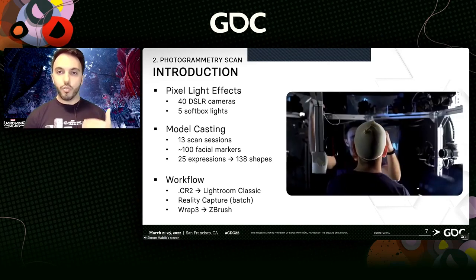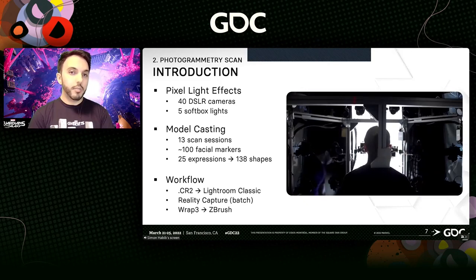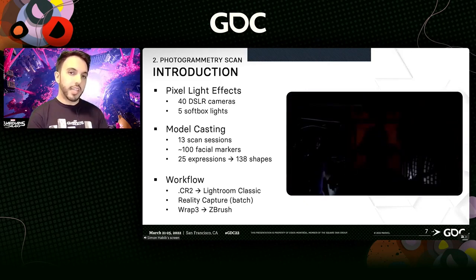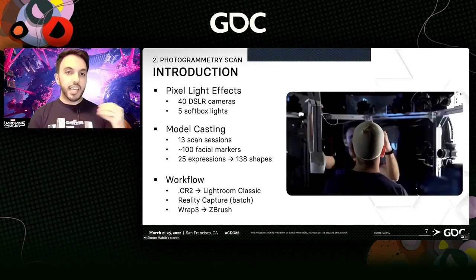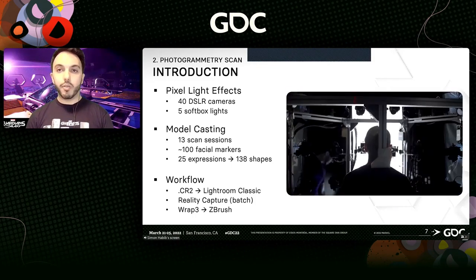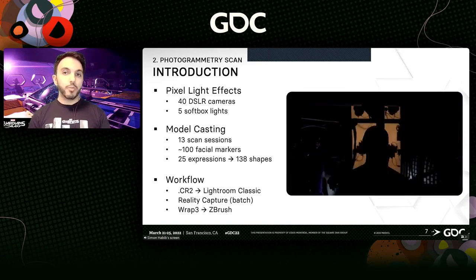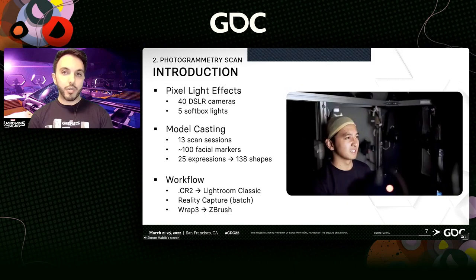Let's quickly go over the workflow. These cameras would give us CR2 raw image files that we would pass into Lightroom Classic for some color balance and light adjustments. Bringing these edited pictures into Reality Capture gave us a point cloud and generated very high-res meshes. We were able to automate this process, making it much quicker, especially considering the number of expressions for each model that would come in.